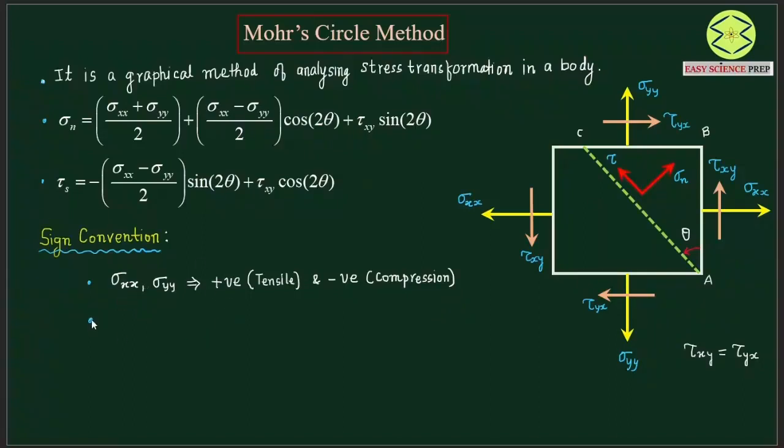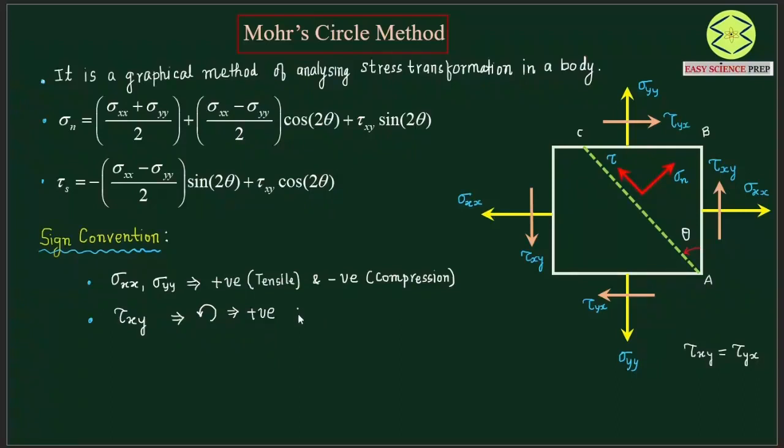The second sign convention is for shear stress. We only take the shear stress tau xy because we have only used tau xy in the expression. So for tau xy, if it rotates the element in the anti-clockwise direction, then it is taken as positive. If the shear stress causes anti-clockwise rotation of the element, it is taken as positive shear stress.